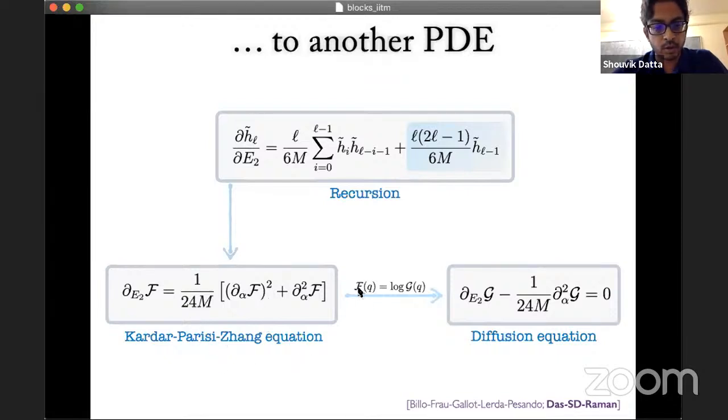One can also write things slightly differently. I can write this f as log g and linearize this equation, and it simply becomes this diffusion equation, which is this.